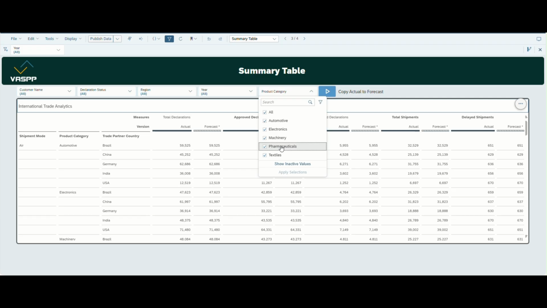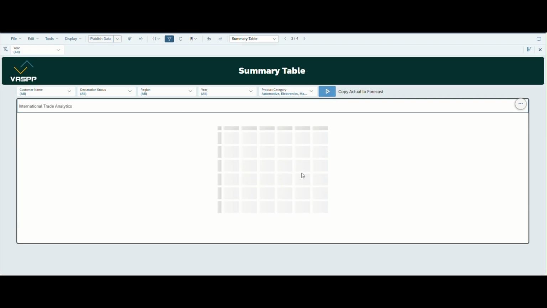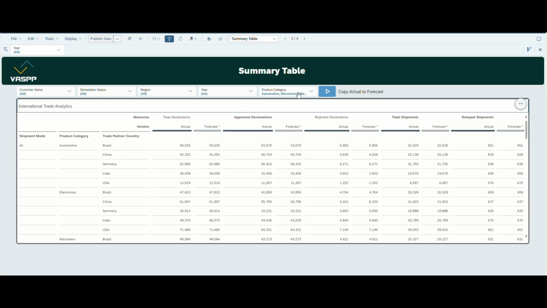In essence, this page acts as an operational control tower. It brings trade, logistics, and compliance teams into alignment on one shared version of the truth, while also empowering leaders to move seamlessly from data to decision and from decision to action.